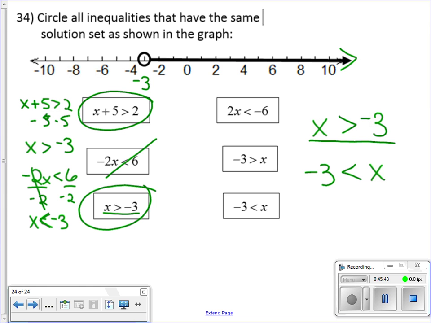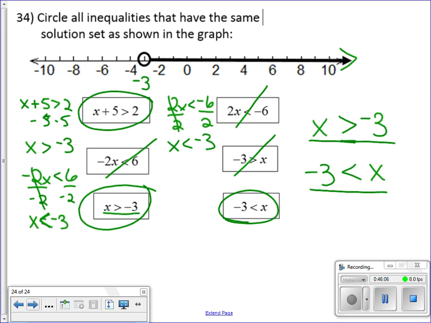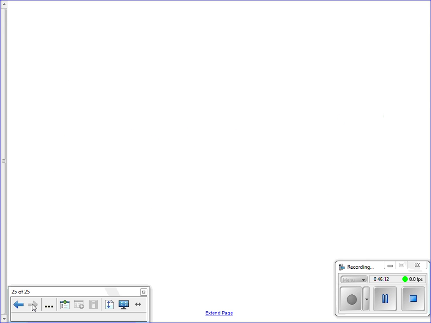Is 2x less than negative 6? Well, I don't know. Let's divide. 2x less than negative 6, that means divide by 2. x is less than negative 3. Is x less than negative 3? No, that's out. Now we have, is negative 3 greater than x? No, negative 3 is less than x. Oh, look, here it is. Negative 3 is less than x. So those three answers should be circled on your paper when you do that problem.